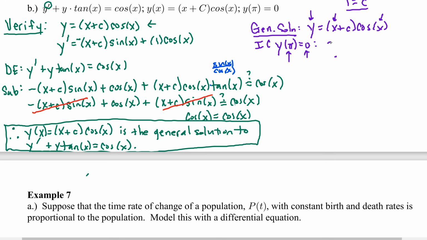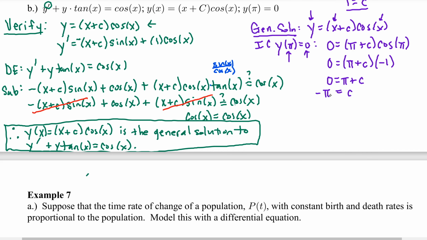We're going to plug in 0 for y. So we have pi plus c times cosine of pi, and our goal here is simply to solve for c. Okay, what is cosine of pi? I hope you said -1. I'm going to go ahead and divide both sides by -1 and solve for c to get negative pi.